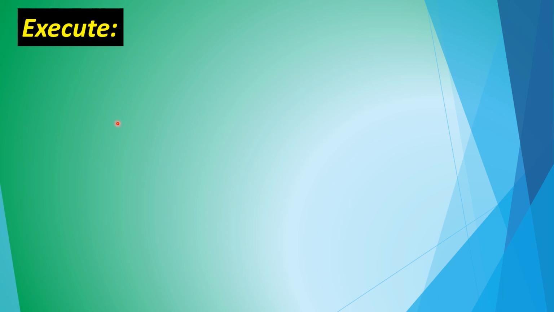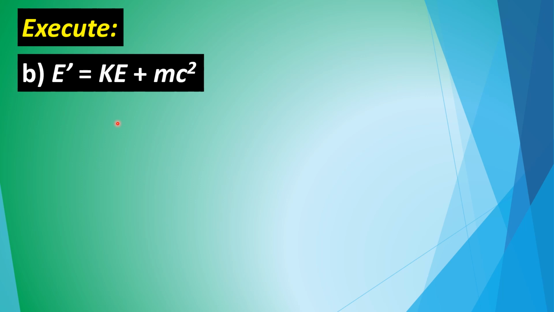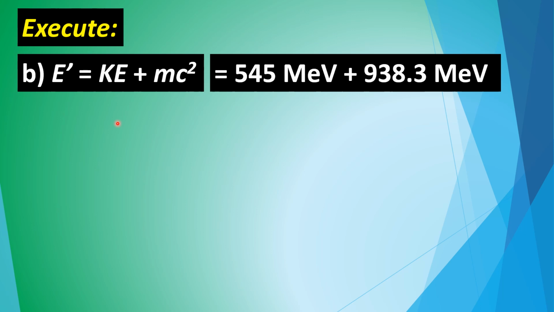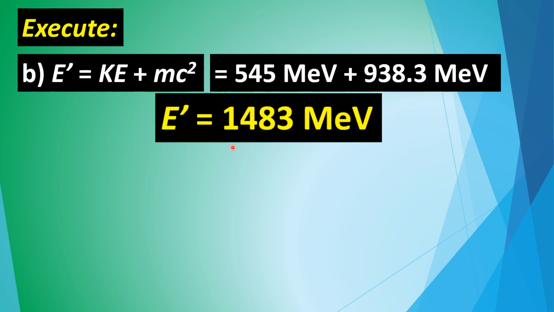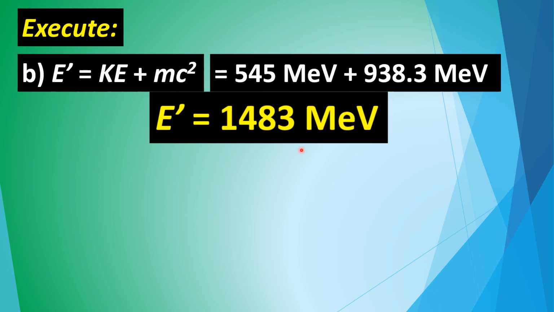For case letter B, if the kinetic energy of the photon is not negligible but is instead equal to 545 million electron volts, then the total final energy capital E prime of each photon after the collision is the sum of 545 million electron volts plus 938.3 million electron volts. That is equal to E prime of 1,483 million electron volts.